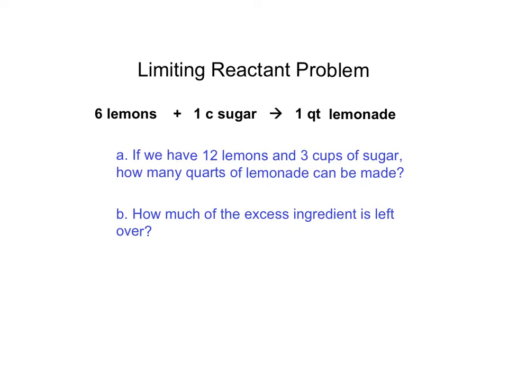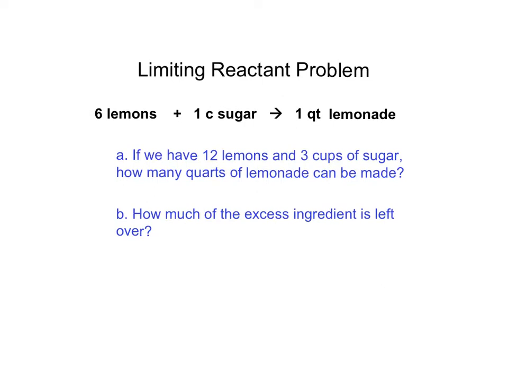All right, so in the case of the limiting reactant problem with the lemonade, here's our recipe. The recipe is like the balanced chemical equation. In this case, 6 lemons plus 1 cup of sugar makes a quart of lemonade when you add the water. If we have 12 lemons and 3 cups of sugar, how many quarts of lemonade can be made?